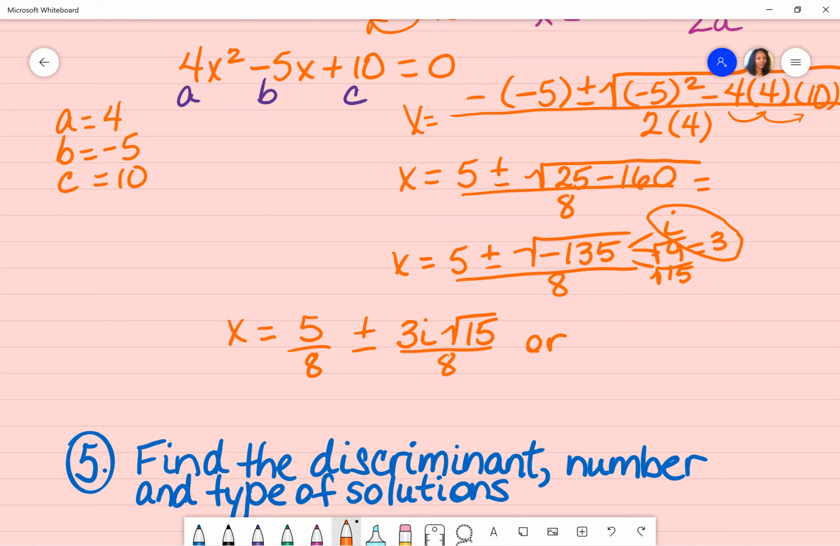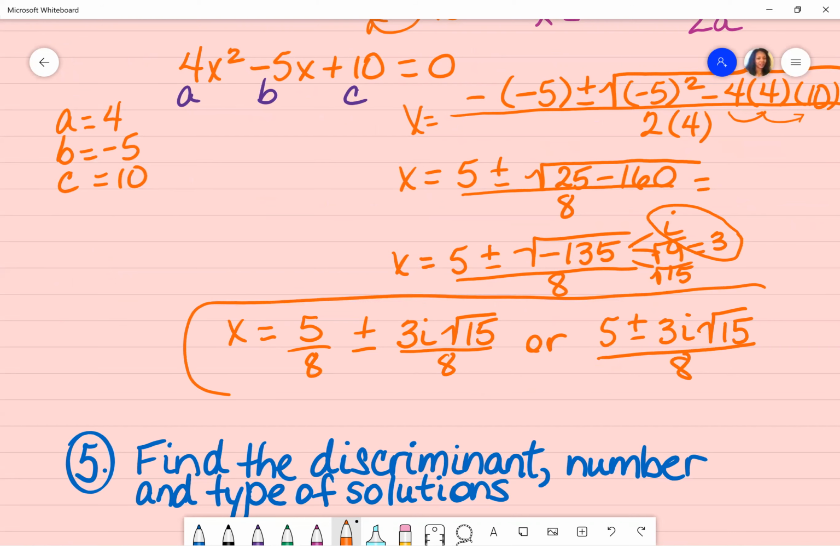Can you write it as one big fraction? Yes, you can. I have seen people do that. This is one big fraction. I just prefer it this way because if I can simplify it, I can clearly see it.